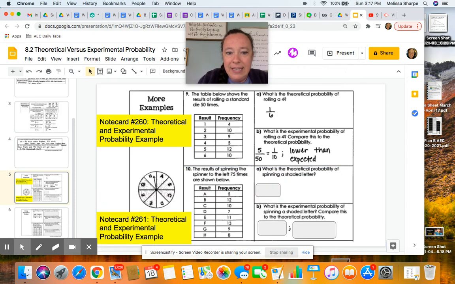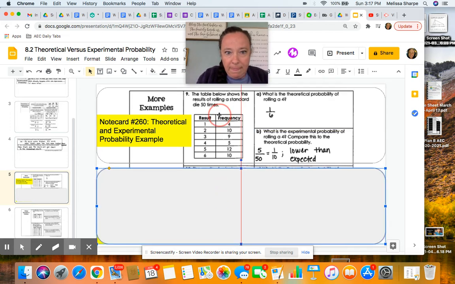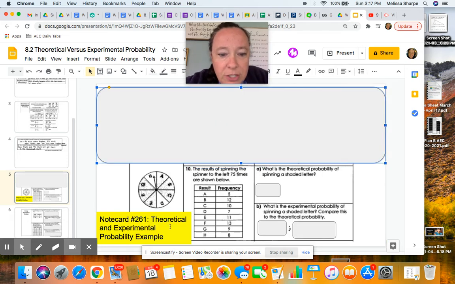All right, so here is note card 261. Let me actually move this up. Now, note card 261, just another example. Here's a spinner. It has some letters on it, and they did an experiment and spun the spinner 75 times. And so here's how many times they got each of the letters. They got more F's than anything. The second one was B's, and then E's, and then C's, and so on, okay? So this was an experiment.